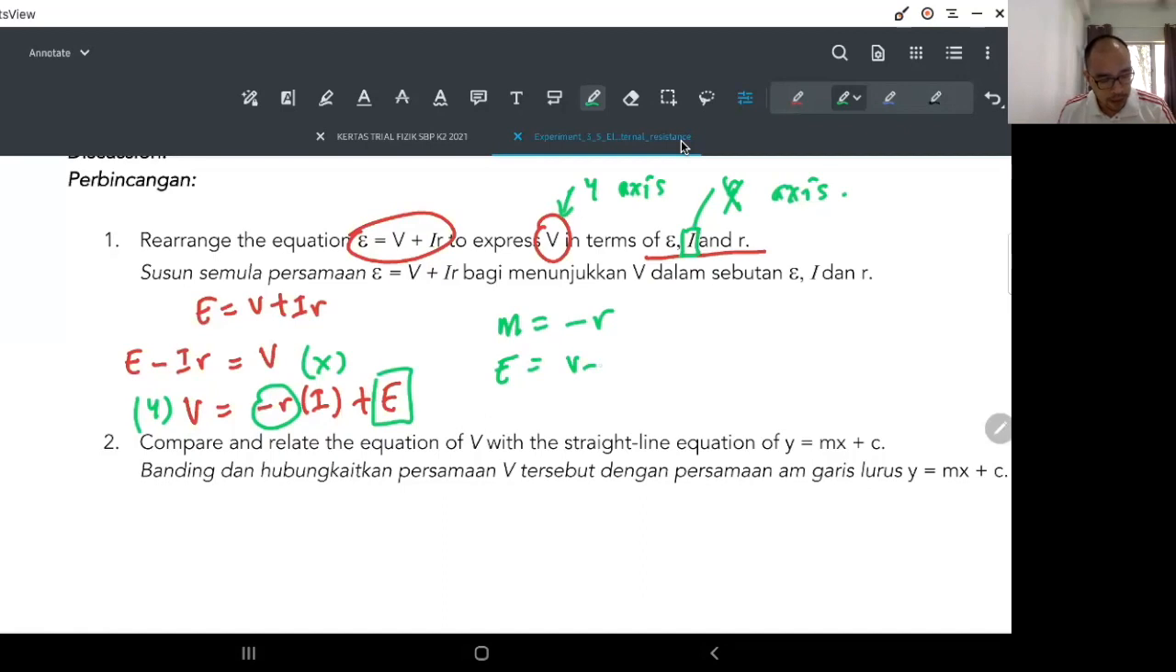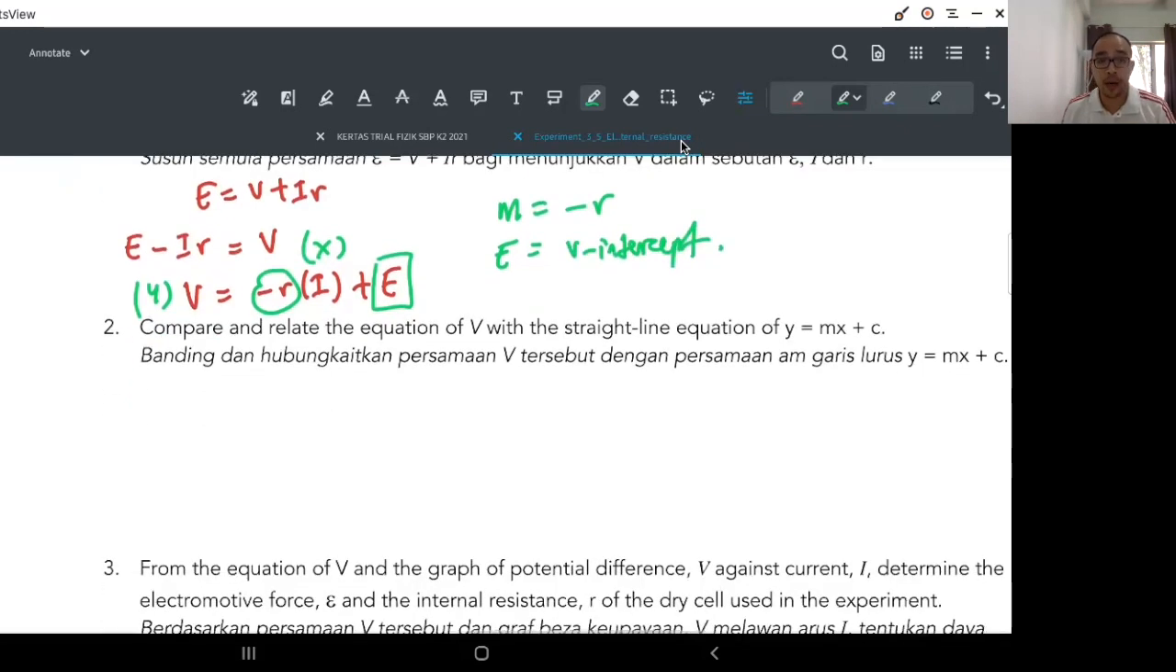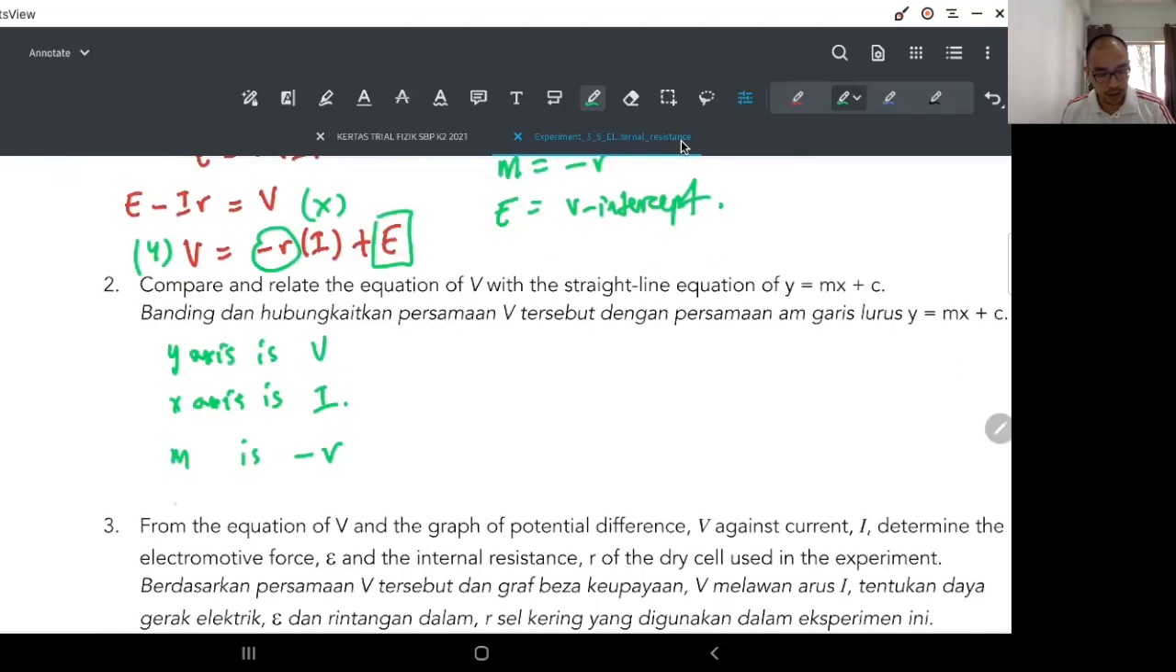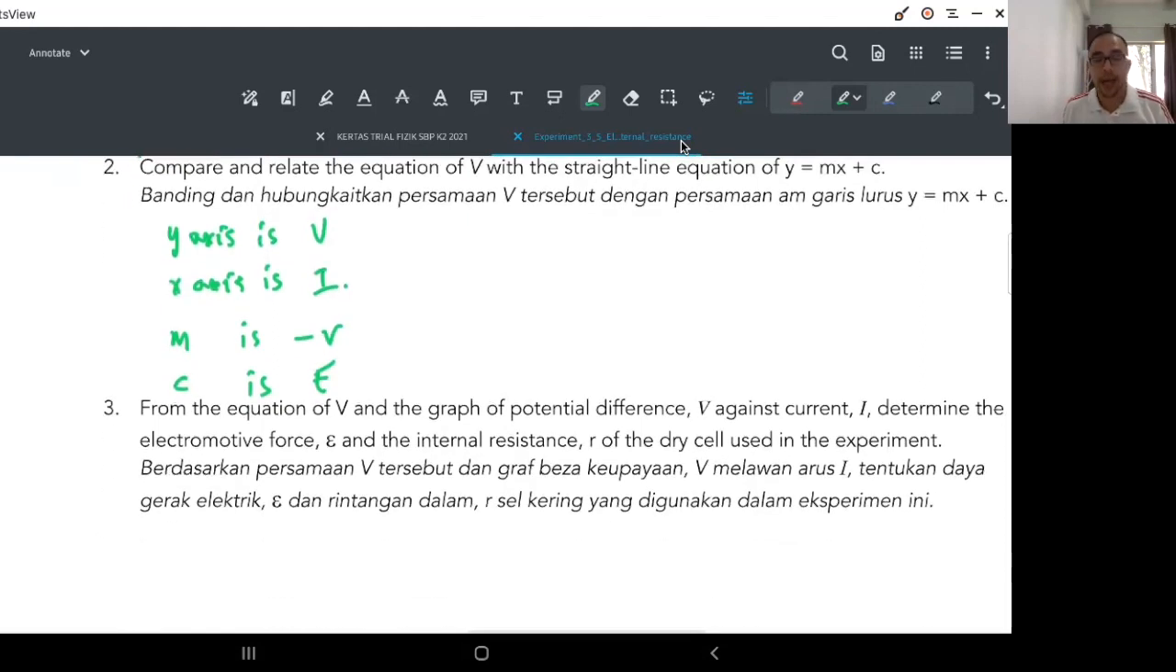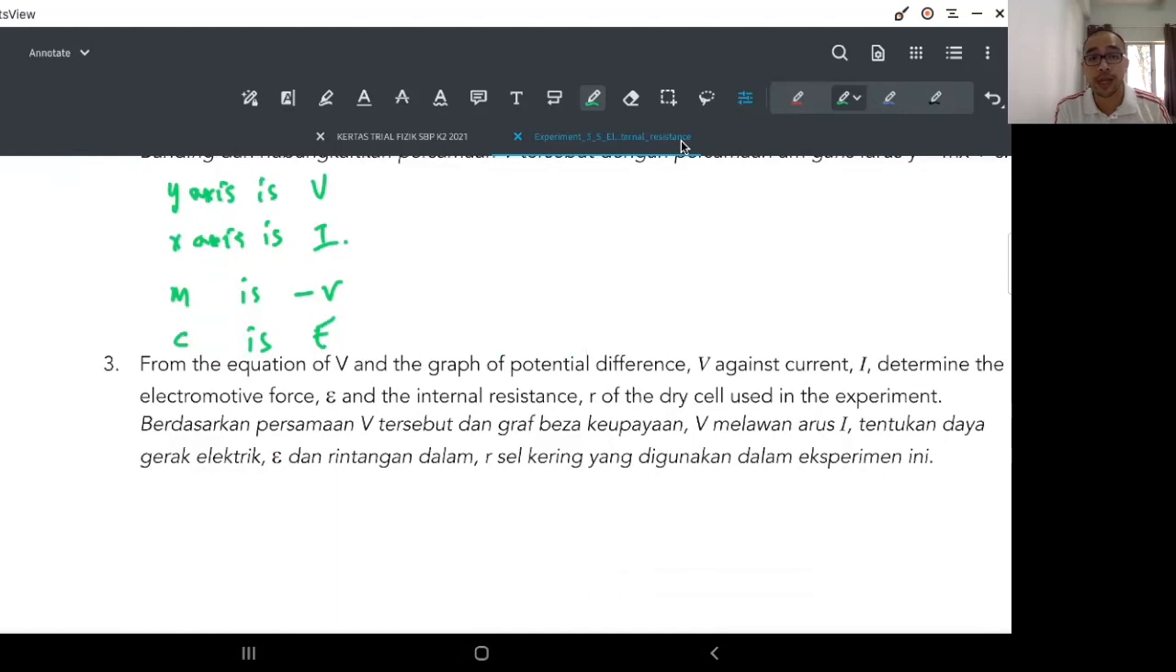Okay, y-axis is V, x-axis is I, gradient is negative R, and C, our y-intercept, is E. Okay, y-axis is V, x-axis is I, M is negative R, and C is E. So from the equation and the graph, determine the electromotive force and the internal resistance. How do you do that? Electromotive force is the C. Internal resistance is the gradient.